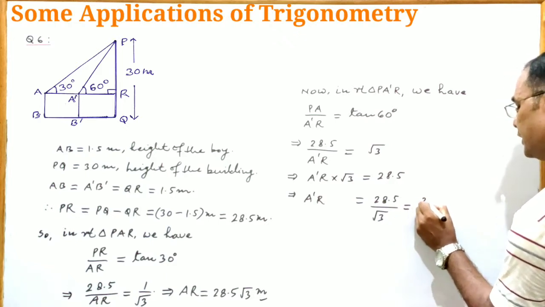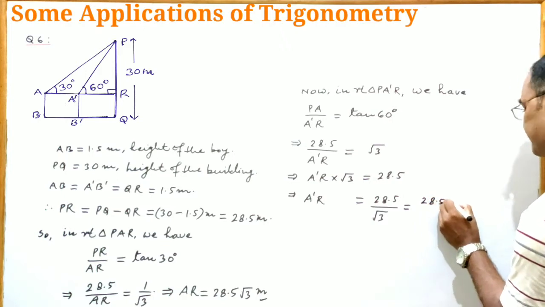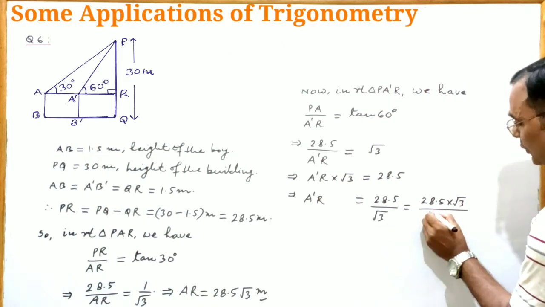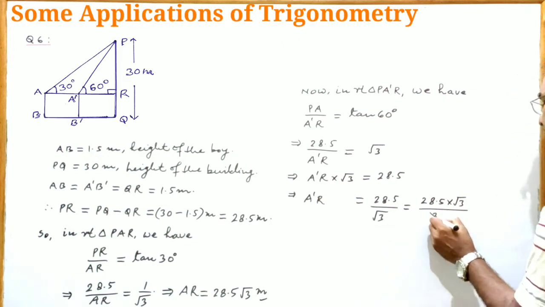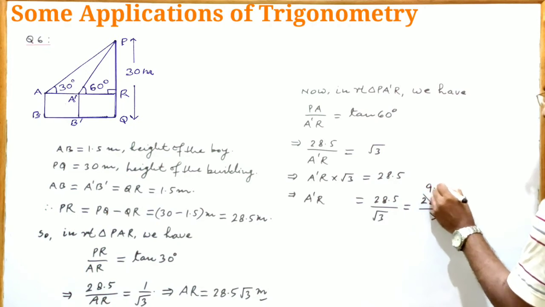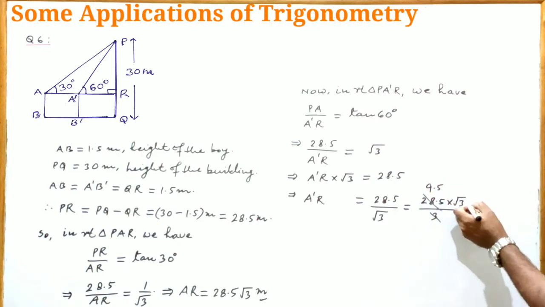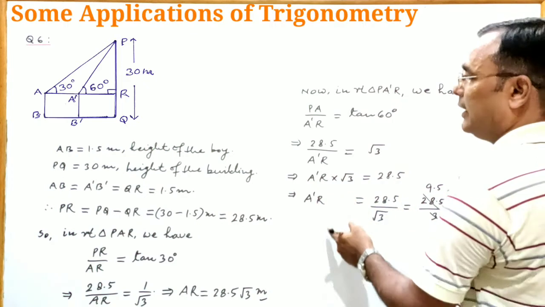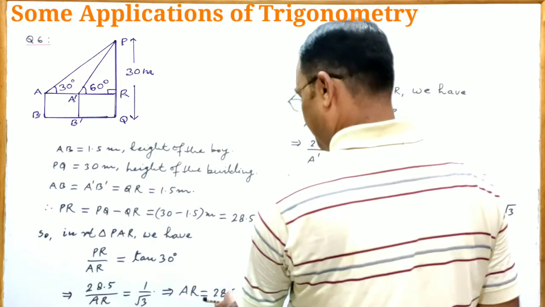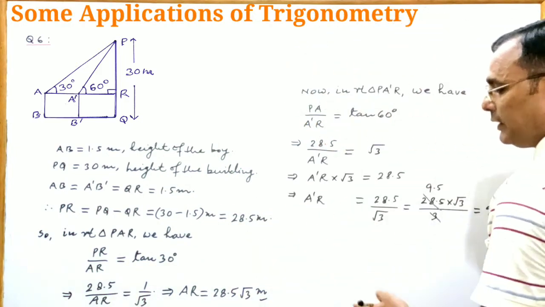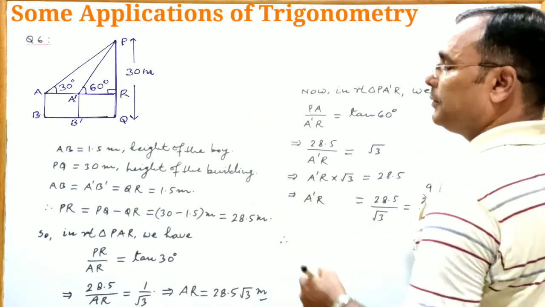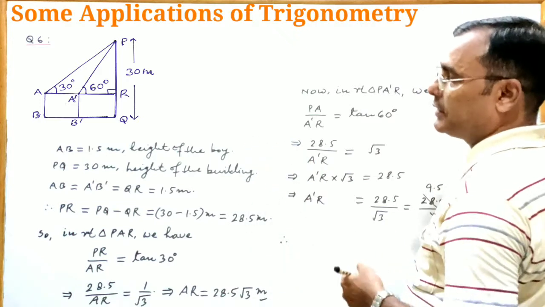So we get 28.5 into root 3 by root 3 into root 3, 3 we can write. So 9.5 into root 3, 9.5 root 3, this is A dash R, and AR we have found 28.5 root 3. So therefore, what is the distance from the figure that boy walked towards the building?